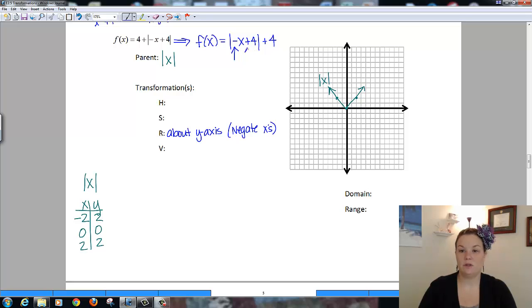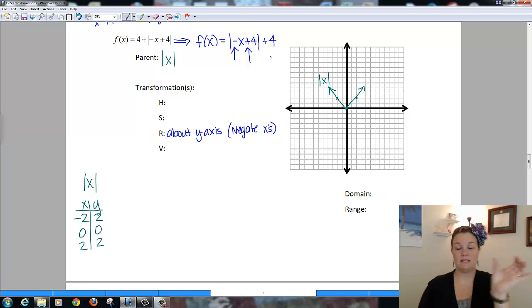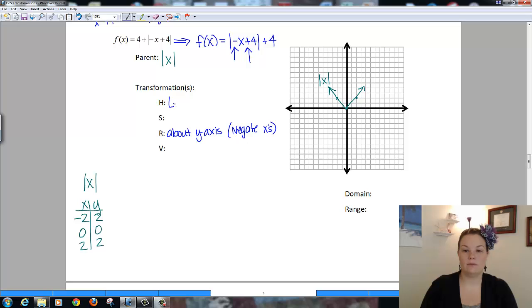Okay, then I have a plus 4. My plus 4 is also inside my function, so that's going to move me side to side. X's are backwards from what we would think, so since we're adding 4, it's actually going to move it left 4. Okay, so I'm going to move left 4 next to my h, which is my horizontal shift, and in my table of values to move left 4, I would need to subtract 4 from the x's.